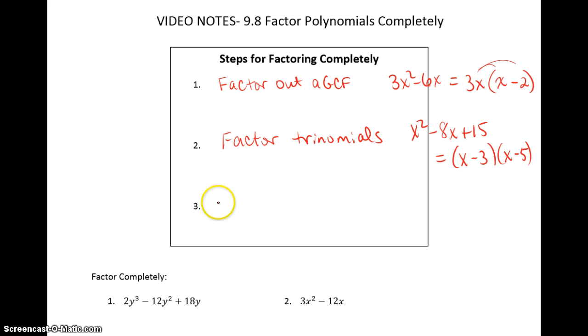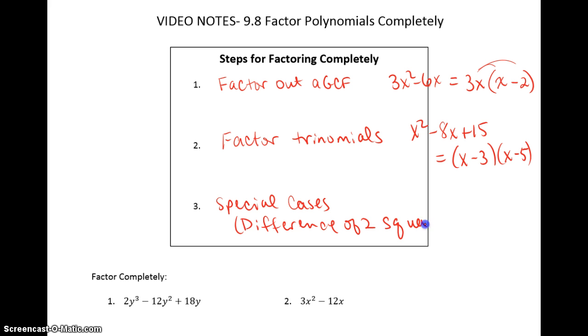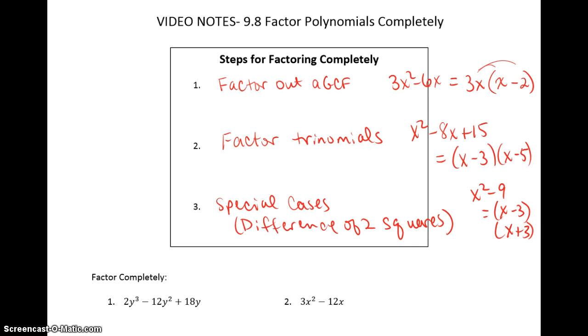And then we just looked at special cases the last time. One of those special cases in particular, the difference of two squares, comes up often. For example, x squared minus 9 can be factored as x minus 3 times x plus 3. And so what we're going to do with this lesson is put together a few of those types of factoring.